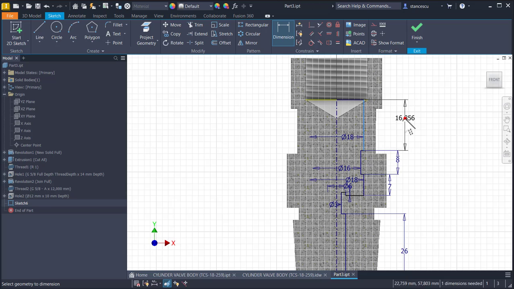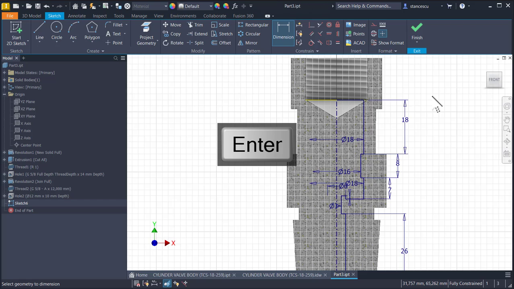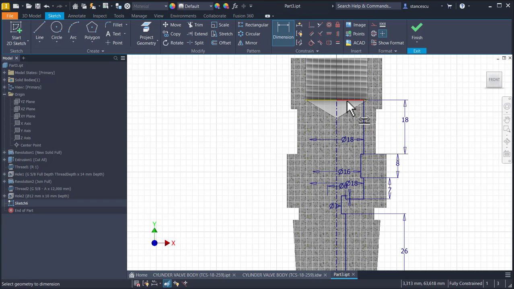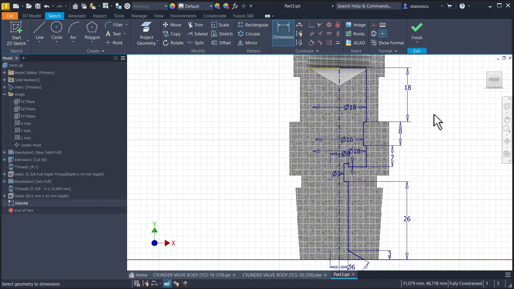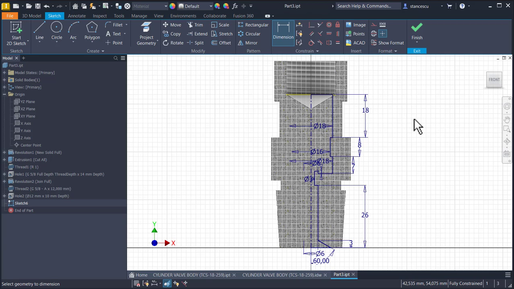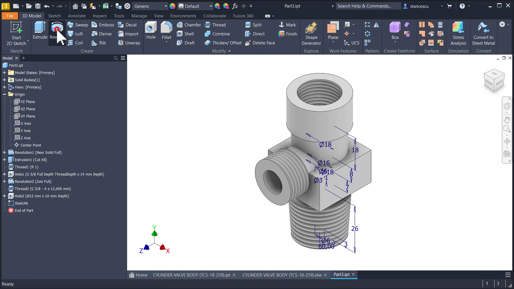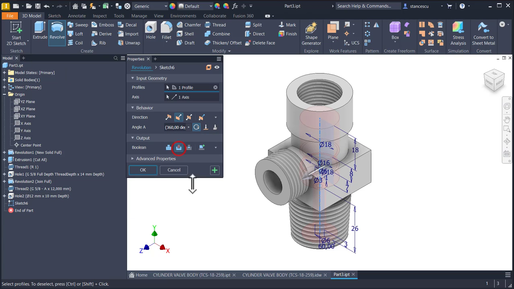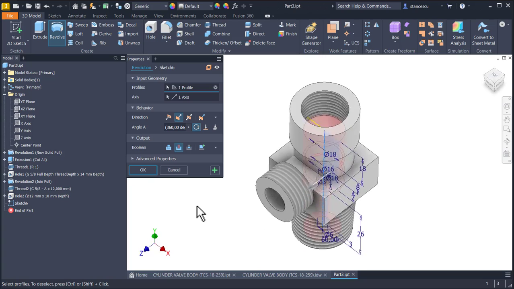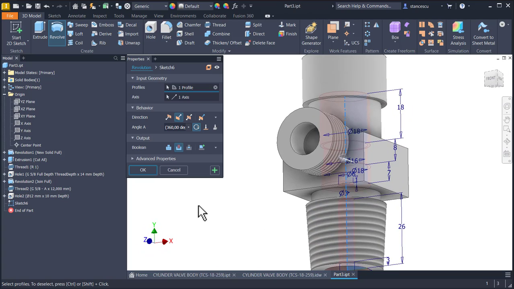I try to place this, which is 18. But I wonder why, because this is a fixed value. Anyway, this is the contour for the internal volume. Finish sketch, revolve, cut, and we can see from up to down.